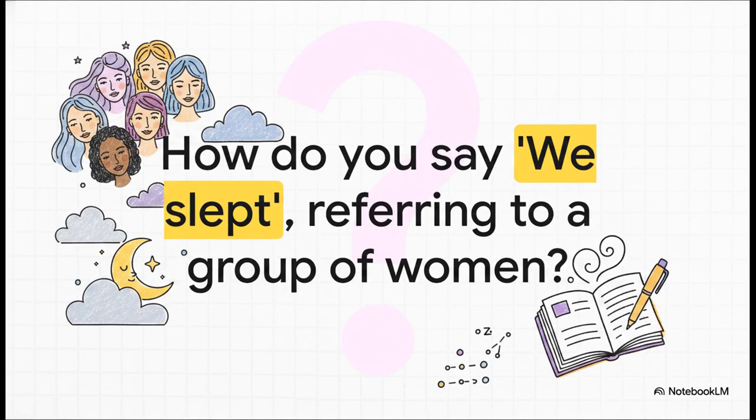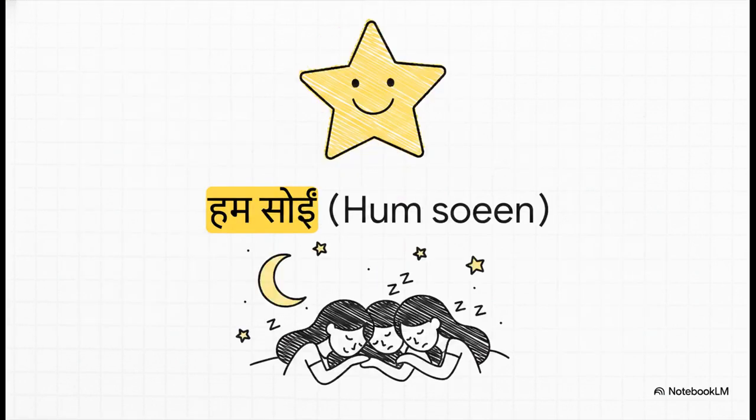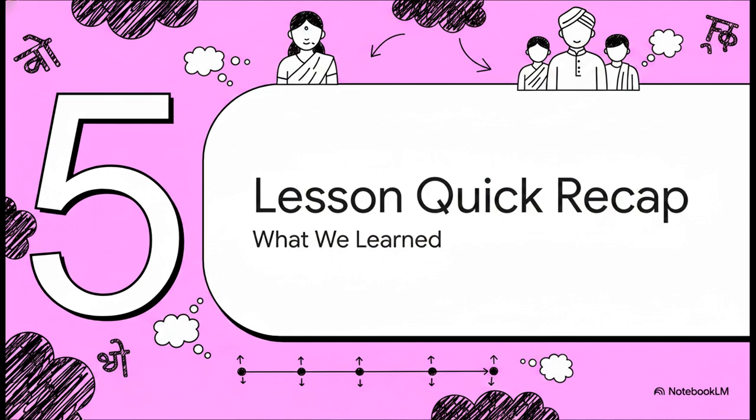Okay, awesome job. Let's try a feminine example now. The subject is we, and it's a group of women. The root verb for sleep is so. How would you say we slept? Yes, exactly. The correct answer is hum sooin. We've got hum for we, and sooin is our root plus that feminine plural ending, een. See, you're totally getting the pattern now. That was excellent work on the practice questions.